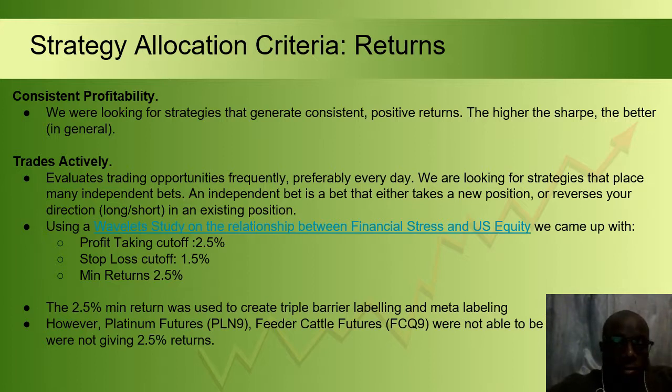So we came up with guidelines that would lead us so that we don't get astray. We understood that our project was too big for the time given, so we focused on having guidelines to say, okay, if we achieve this, we can move to the next stage. The first thing we wanted to achieve was consistent profitability. So we're looking for strategies that generate consistent positive returns. The higher the Sharpe, the better.